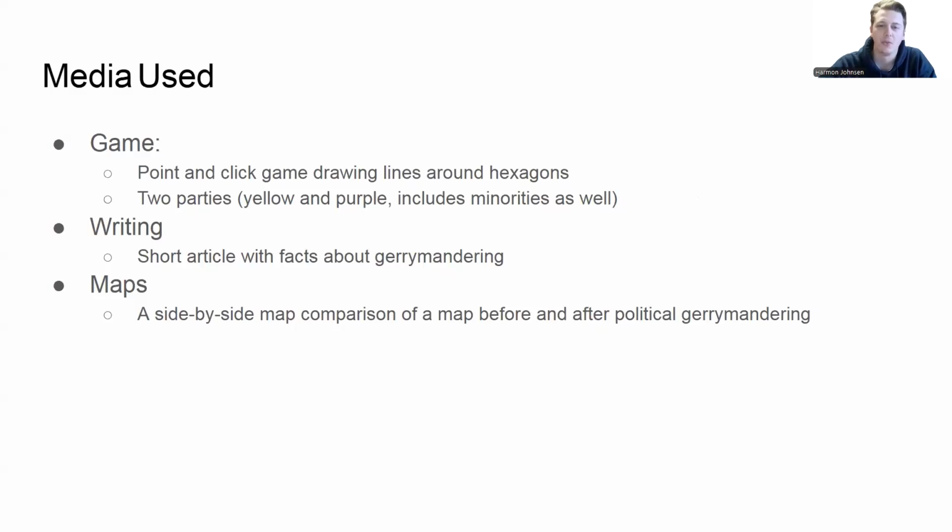There's really only about three pieces of media used, and I'll talk about some other stuff they could do towards the end. But the game is the first thing. It's a point and click type game about drawing lines around different hexagons in a fictional city. There's two parties, and there's also some minorities within the parties. You'll see that when I go to the website. There is writing that follows the initial game, and then in that writing, as part of the article, are some maps. I think there's two of them. It's a side by side of Austin, Texas.